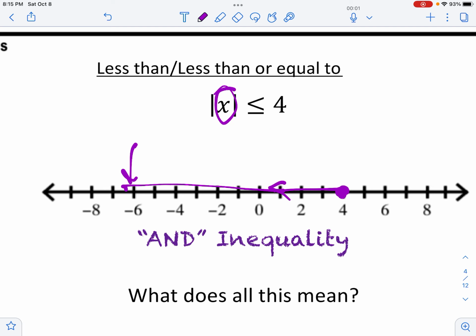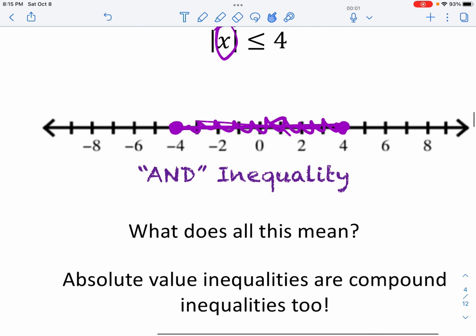Well, as long as this stops at 4 or -4 there, I'm going to be okay, right? It could be -4, take the absolute value, I'd get 4, which is less than or equal to. But really, I wanted everything in between those 2 points, because anything outside of those is not going to work. So really, this acts as an AND inequality. It's 2 parts, right?